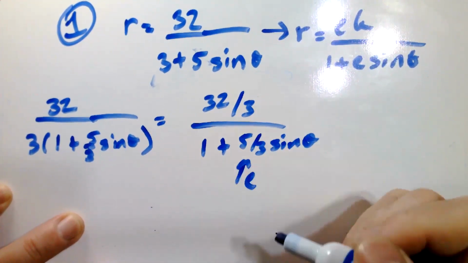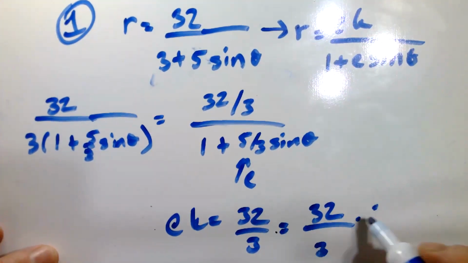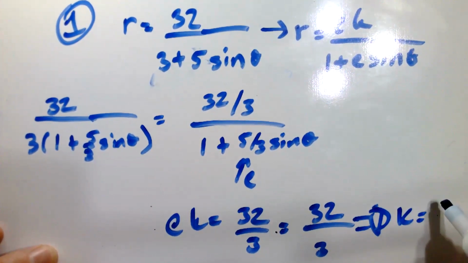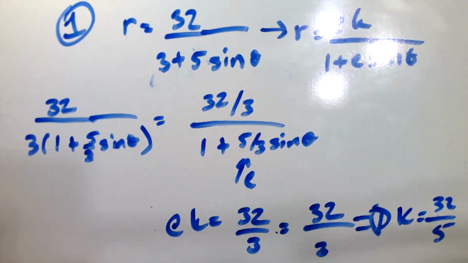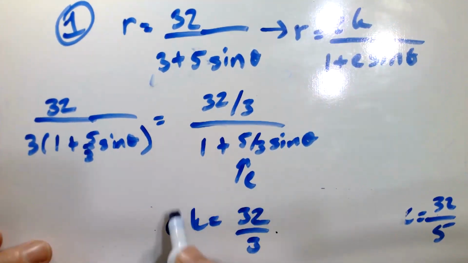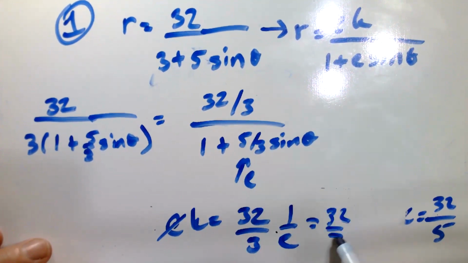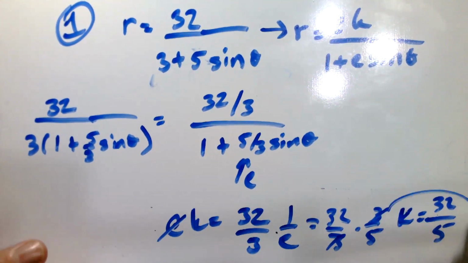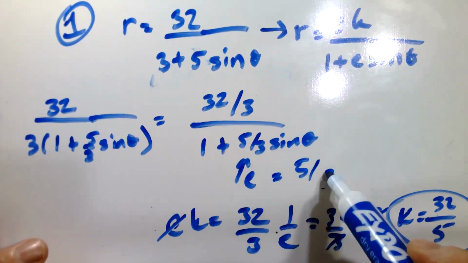Okay, so there's my e, and e is equal to 5/3. So this implies then that k is equal to 32 over 5, simply multiplying by, or dividing by, 1 over e. So take the reciprocal. That's 32 over 3 times 3 over 5, which gives us the 32 over 5. So that's what k is. Our eccentricity is, I'll write that down somewhere, 5/3.